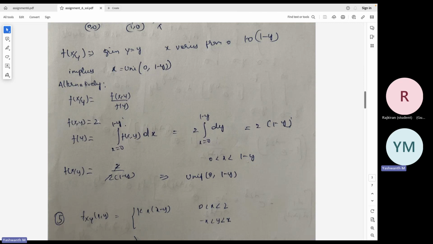So just substitute these two things in this equation: 2 divided by 2 times (1 minus y). And you know the range of x. This is precisely a uniform distribution of x given y, when x is going from 0 to 1 minus y. So the value is 1 by (1 minus y). So this is another first-principles way of solving the same problem. If this is clear, we can go to the second one.